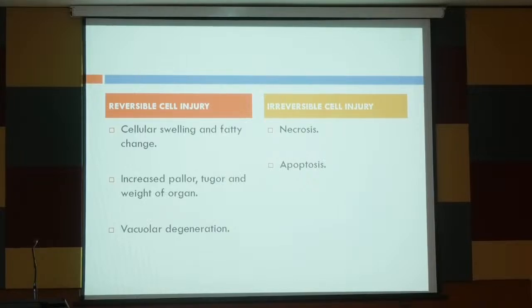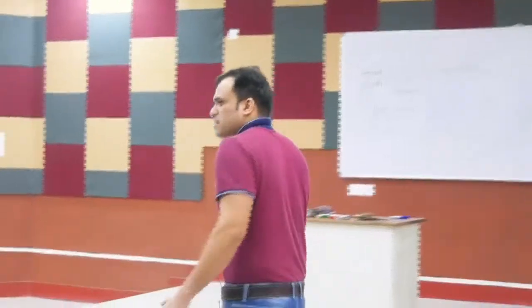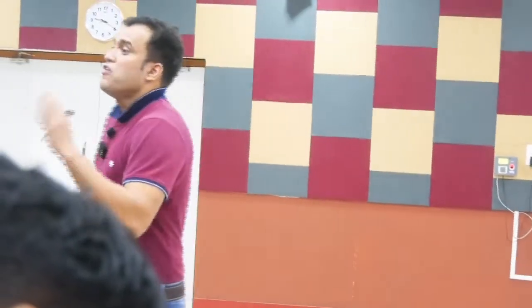Cellular swelling and fatty change. So what is cellular swelling? Because there will be accumulation of water. So what is that particular change called? Hydropic change, right? Hydropic change or vacuolar degeneration. Whenever there is any hydropic change, there will be increase in pallor, turgor, and increase in the weight of the organ. And then there is another one called fatty change. Fatty change occurs in organs like the liver, where there is excess fat metabolism.